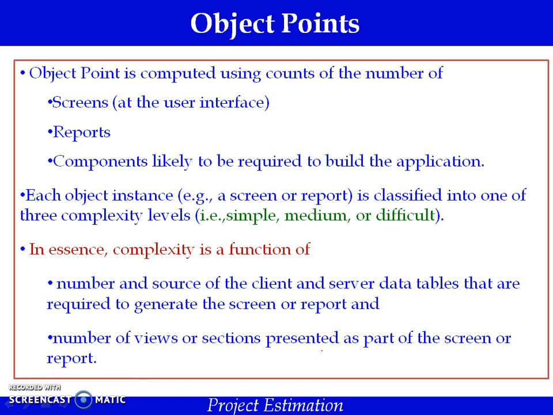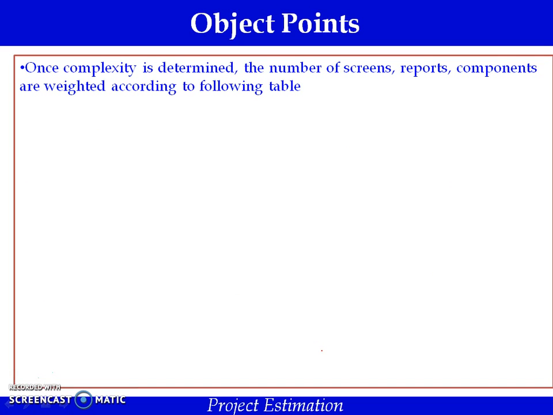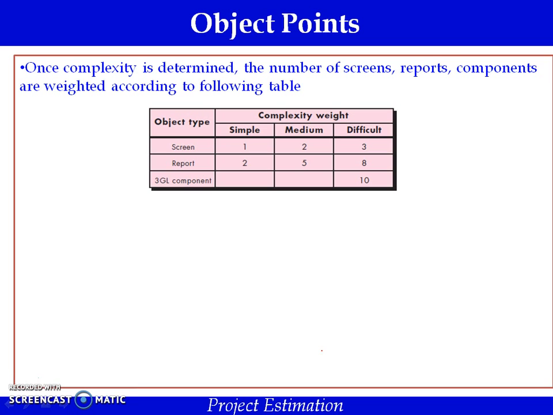If fewer data tables are referred to, we can say the screen has simple complexity, whereas if 10 or more than 20 tables are referred to display the information in a particular screen, we can term it difficult. Also, the number of views or sections presented as part of the screen or report decides the complexity. Once the complexity level is determined, the number of screens, reports and components are weighted according to the following table. So the complexity levels simple, medium and difficult are given different weightages.